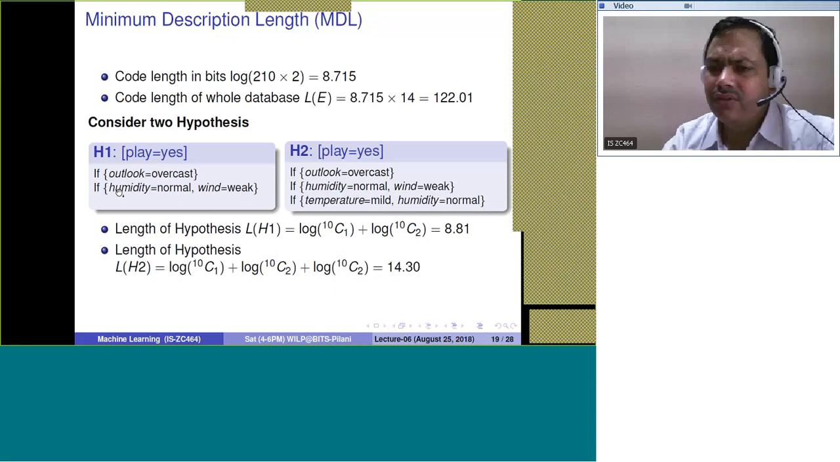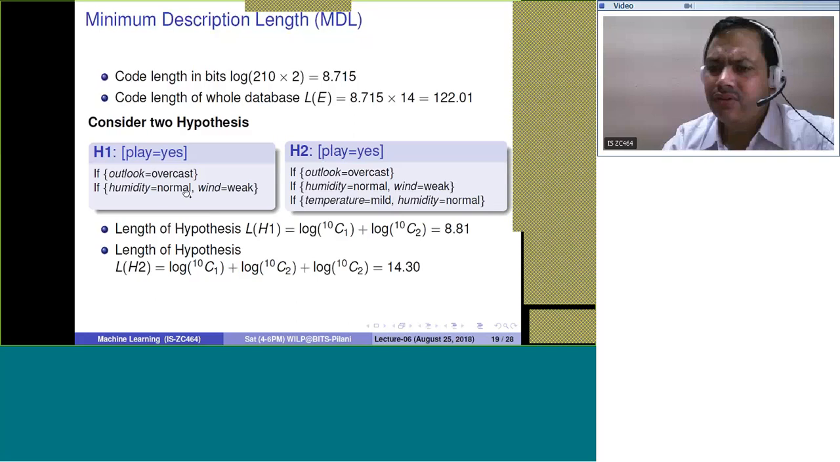Okay. Humidity is equal to normal, wind is equal to 2. Here 2 things are there. So you see, out of 10 things you are choosing 2. So 10 C2, and then you take the log, because those many possibilities are there and you are only specifying one of them, because humidity is equal to high, wind is equal to weak.